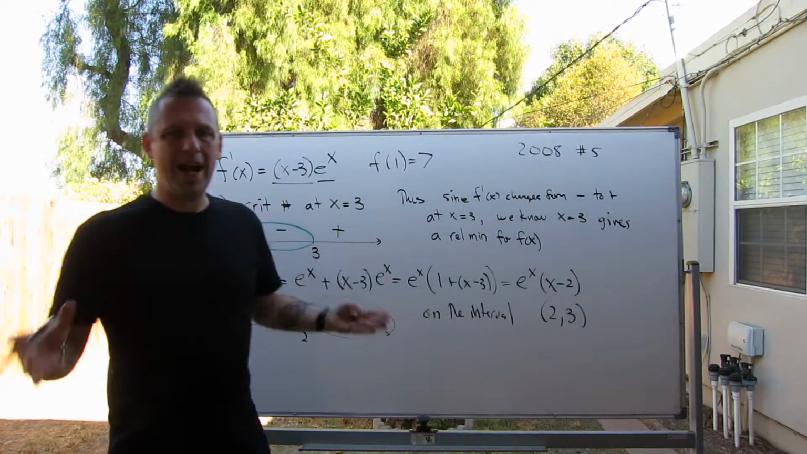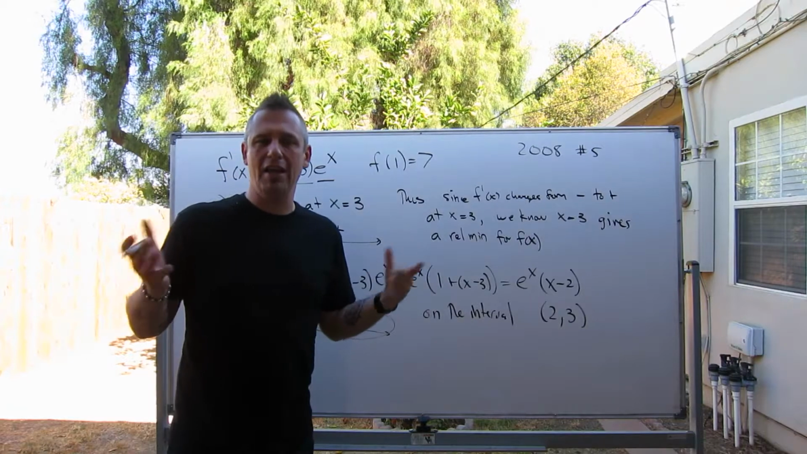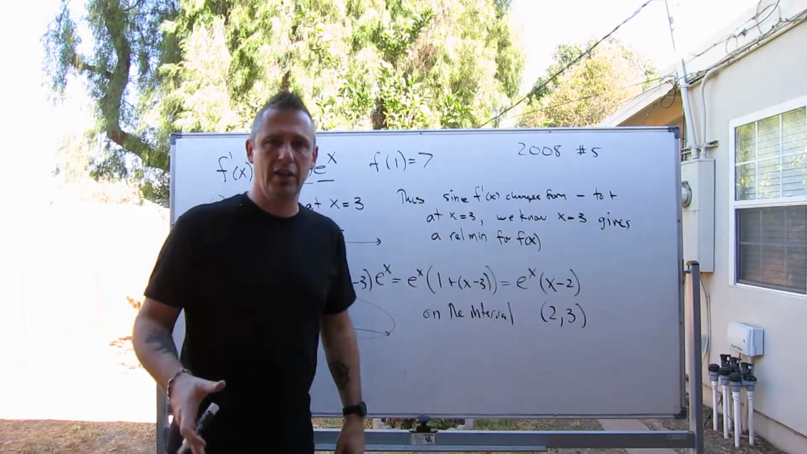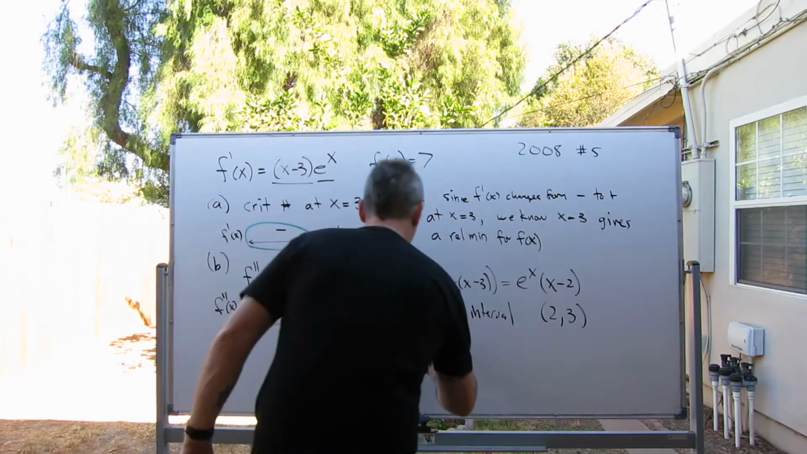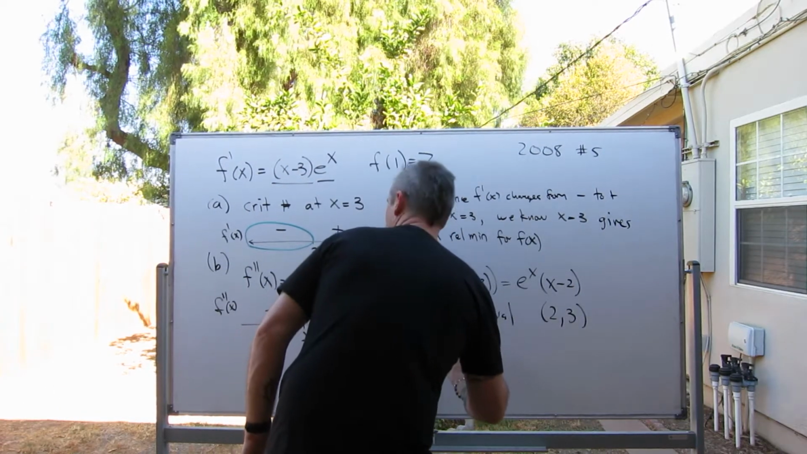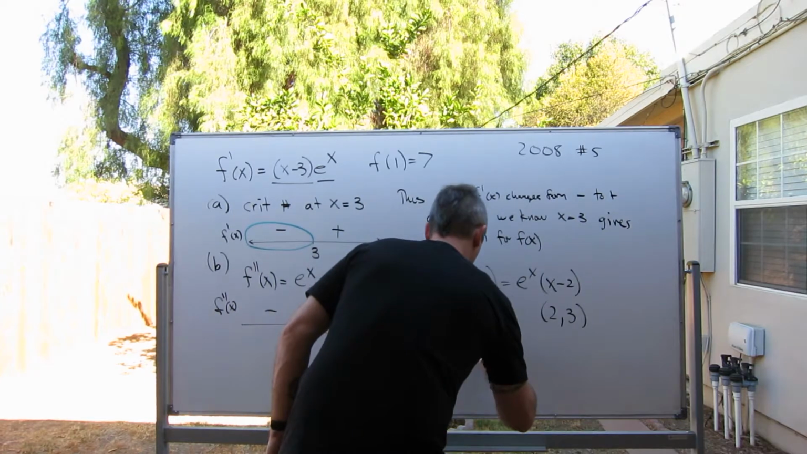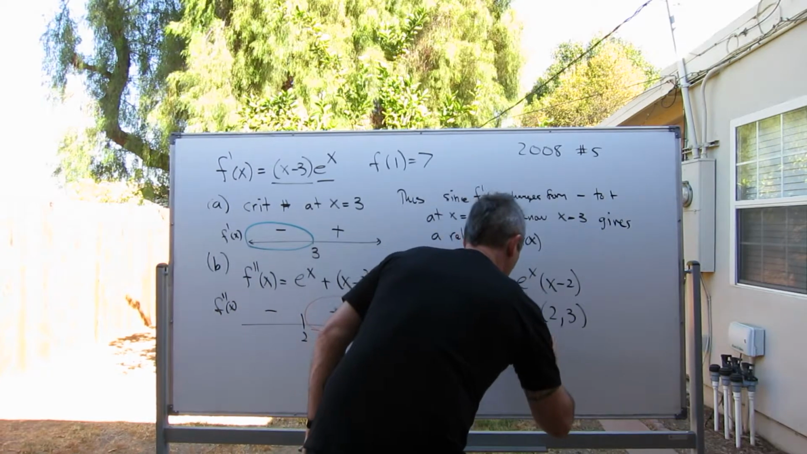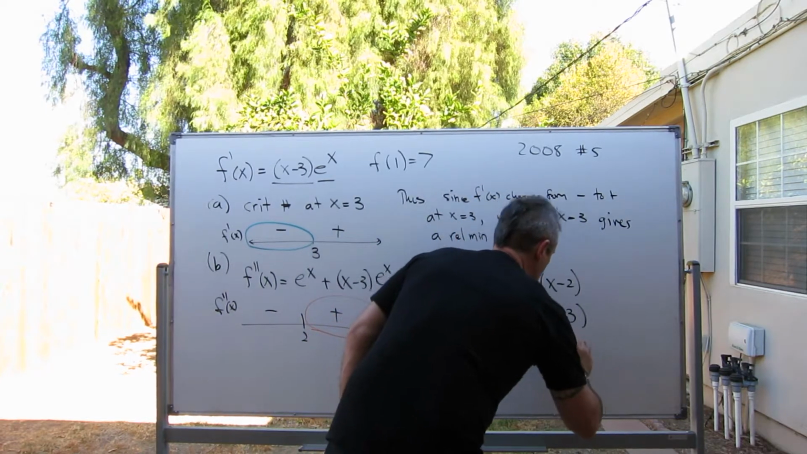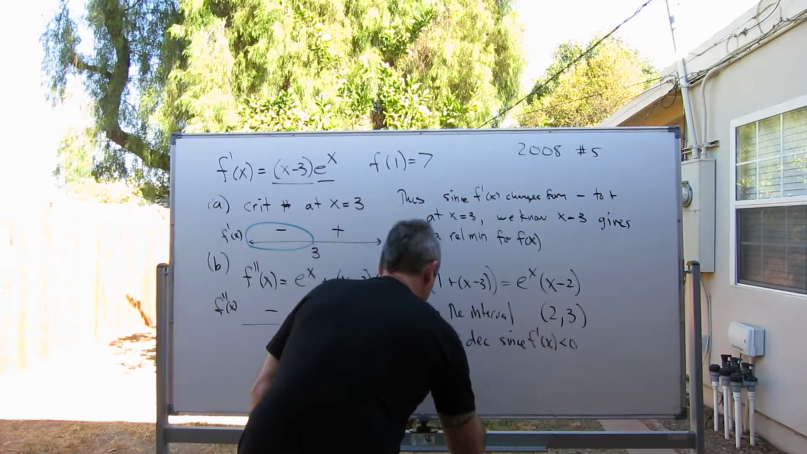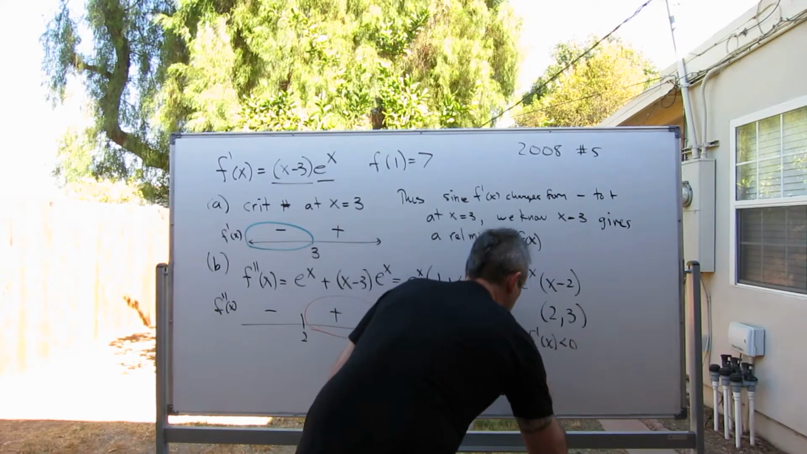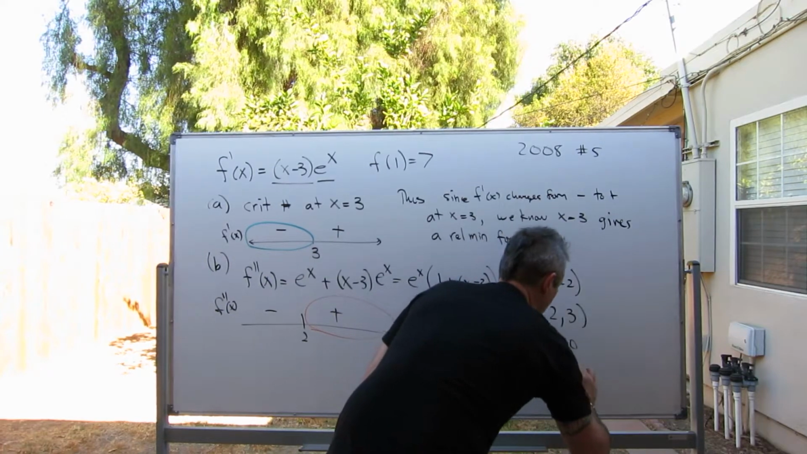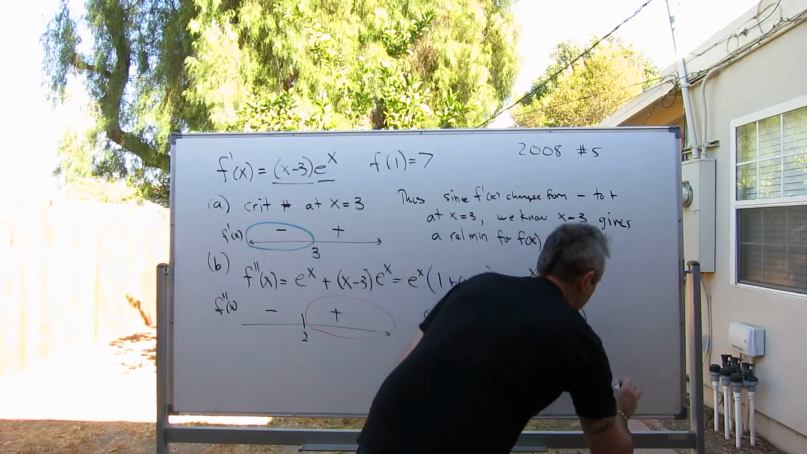Now, you can include brackets or not on this. What's happening at 2 or 3, the AP doesn't actually care about, and nor do I, honestly. So on the interval 2 to 3, f of x is decreasing, since f prime of x is negative, and f of x is concave up, since f double prime of x is positive.